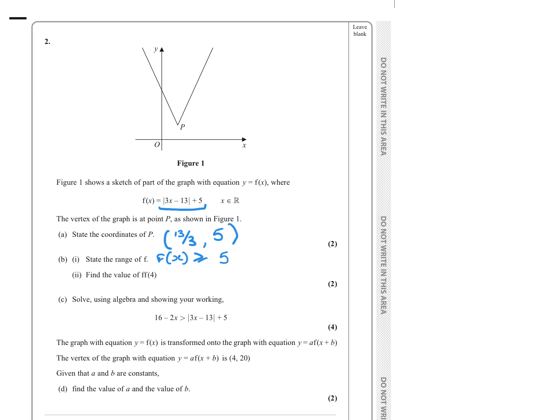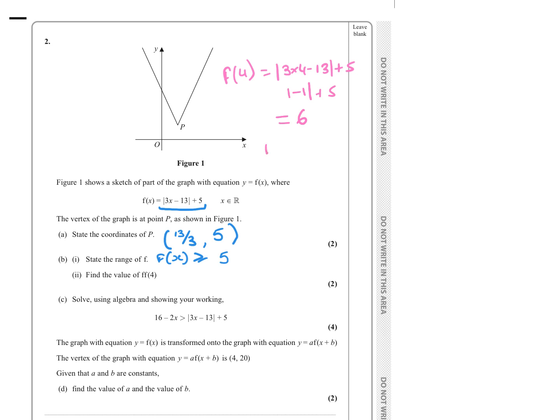Then it says find the value of ff4. Okay? So I'm just going to do this over here. f of 4 to begin with equals 3 times 4 minus 13 plus 5. Okay, 3 times 4, 12, minus 13, minus 1. Okay, remember, we're going to take the positive, plus 5. So this actually becomes 6.